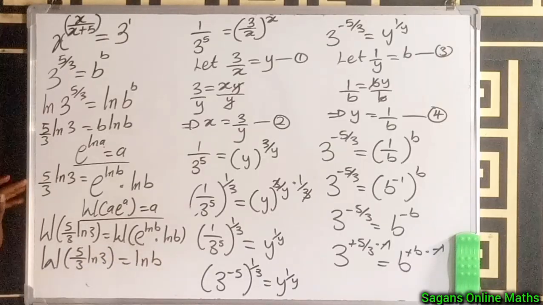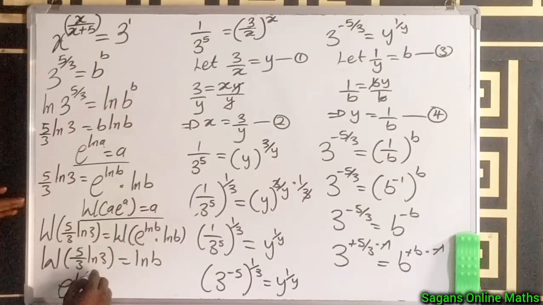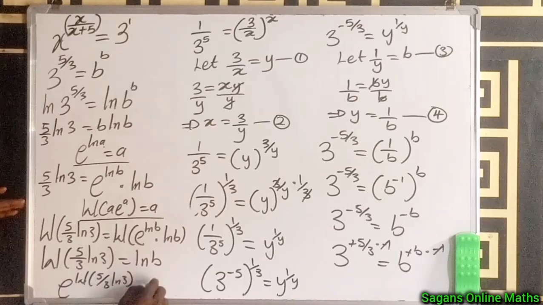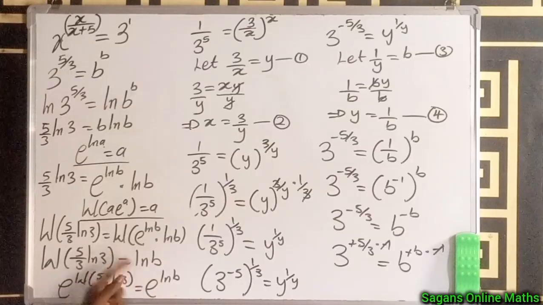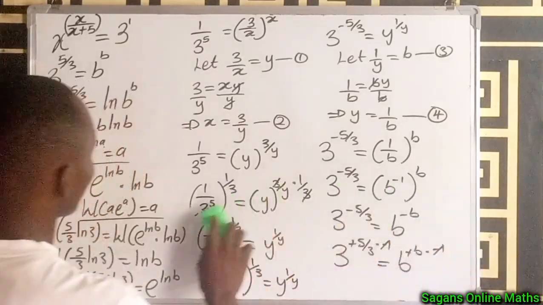And I can raise this to e, that is, e raised to the power of the derivative function of 5 divided by 3, then ln 3, is equal to e raised to the power ln b. Take note that when I'm raising this as e, I can equate the powers and I'll have exactly what is here. Now, let me remove this from here quickly.